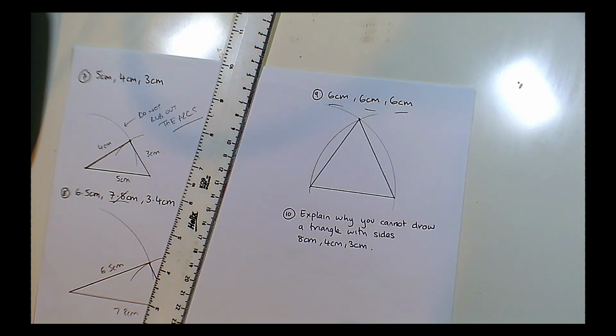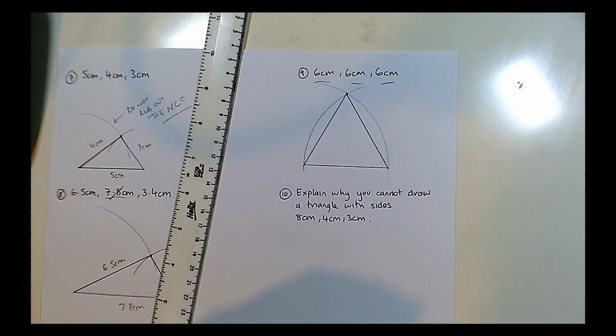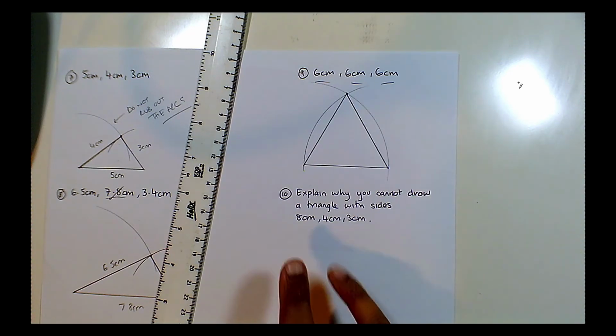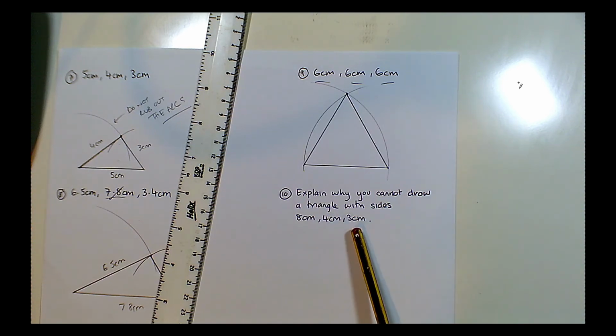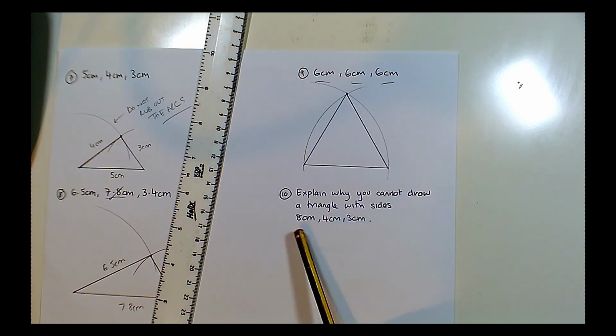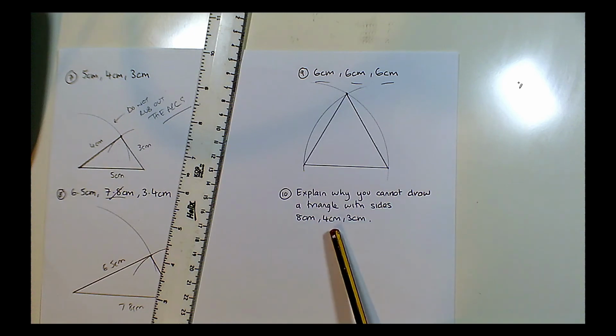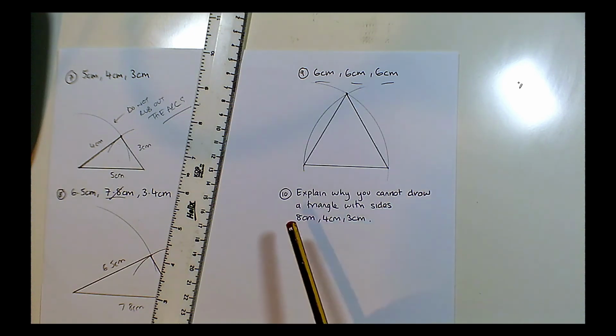8cm, 4cm and 3cm. Now as I mentioned earlier in the video, if you pick any two sides, the answer has to be bigger than the remaining side. So for example, if I picked 8 plus 4, which is 12, and 12 is bigger than 3. If I picked 3 and 8, 3 plus 8 is 11, and that's bigger than 4. However, if I picked 4 plus 3, that's 7, and that's less than 8. So it's going to be impossible.